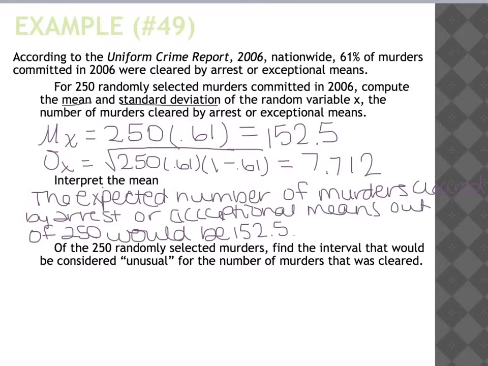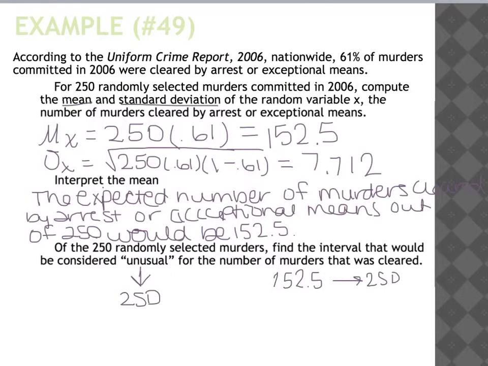And finally, the third part of the 250 randomly selected murders, find the interval that would be considered unusual for the number of murders that was cleared. So remember, the key to unusual is 2 standard deviations. Because remember back from the empirical rule, anything outside of 2 standard deviations, which is 95%, would be considered unusual. So what we got to do is figure out where that range would be. So if you have your mean, which is 152.5, we want to go 2 standard deviations in both directions. And that will tell us the boundaries.